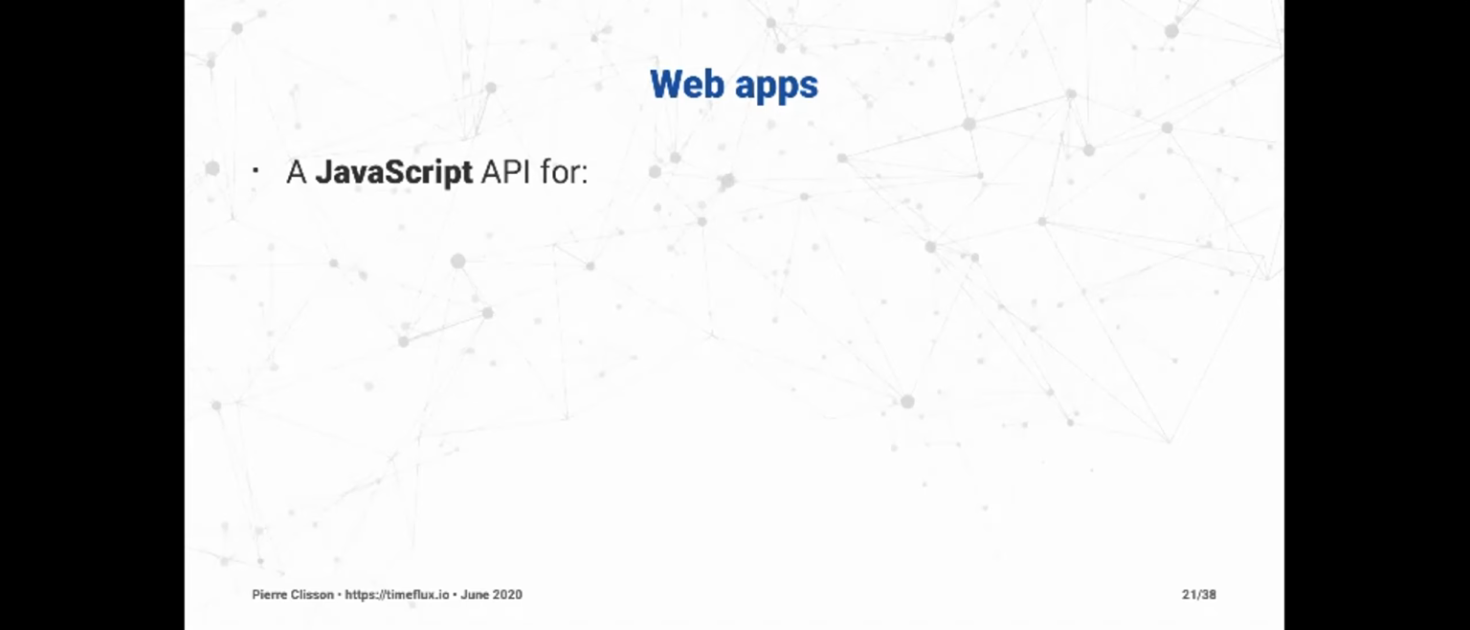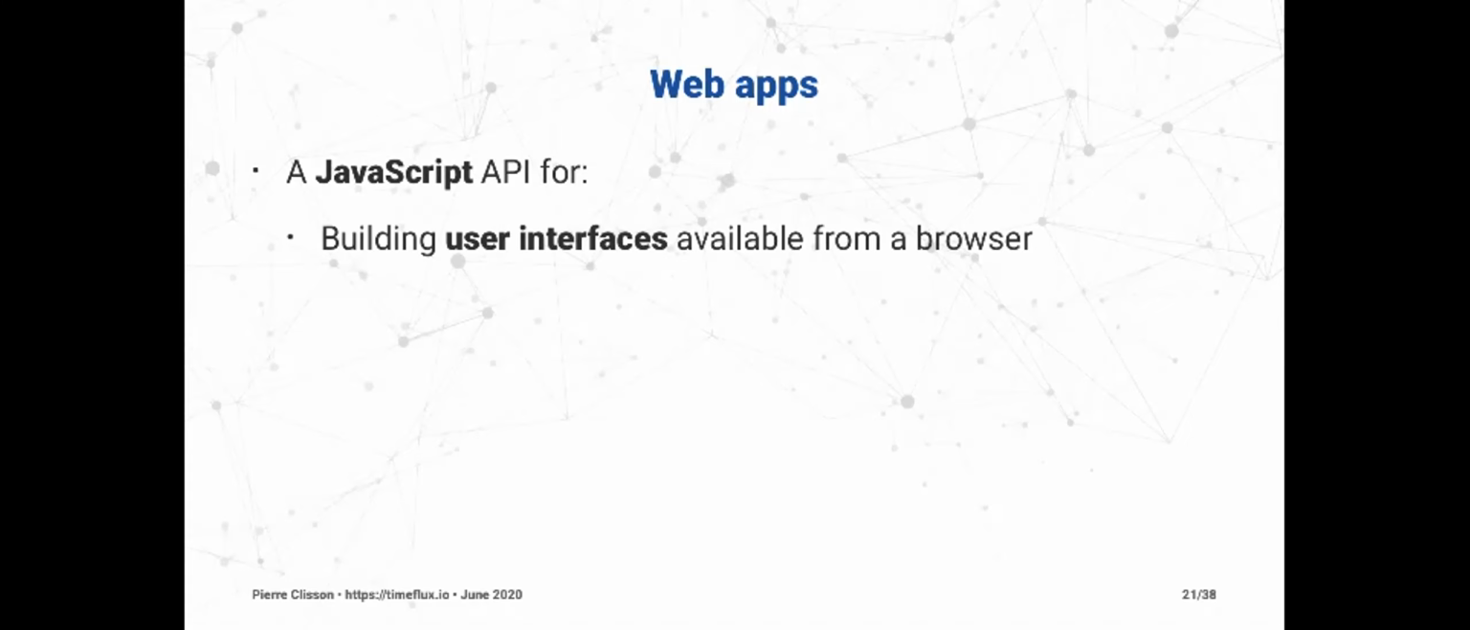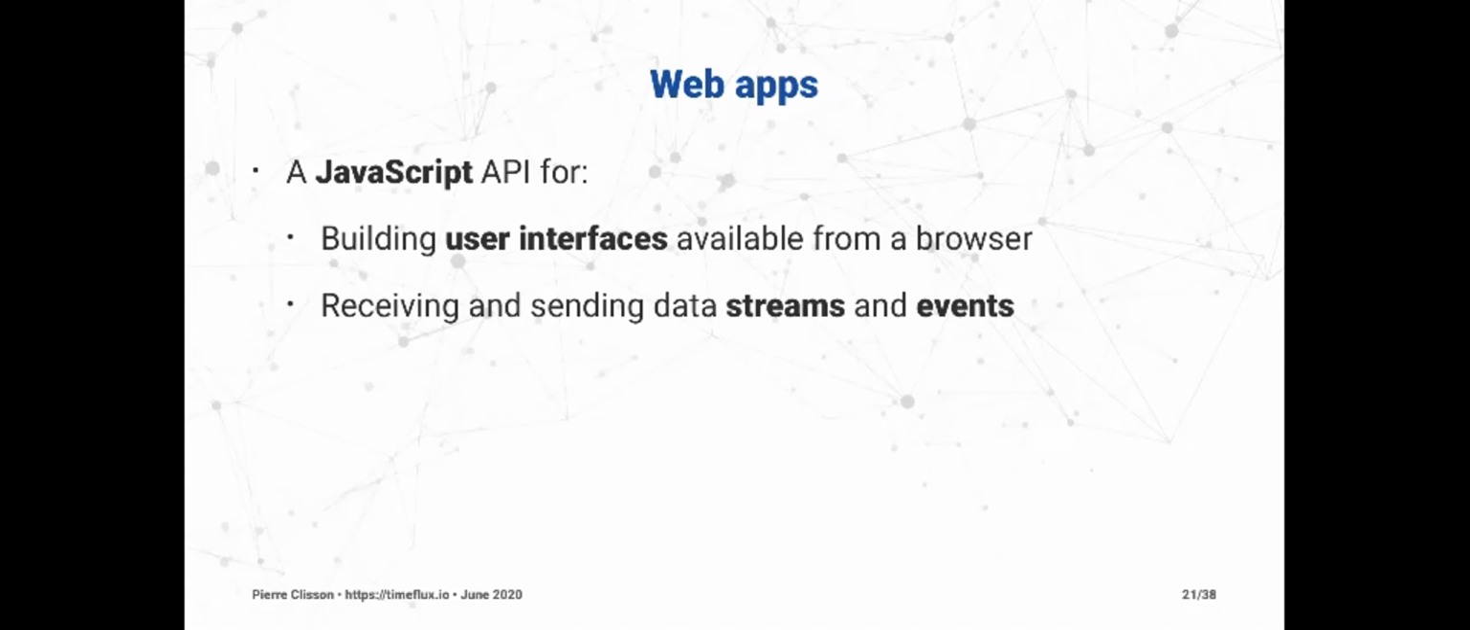But here we will focus on applications that run in a web browser. So we have a JavaScript API, and with this we can build applications and user interfaces. This JavaScript API allows you to receive and send data and events, and allows you to deliver precisely timed stimuli. It's not an easy task to do in a web browser.